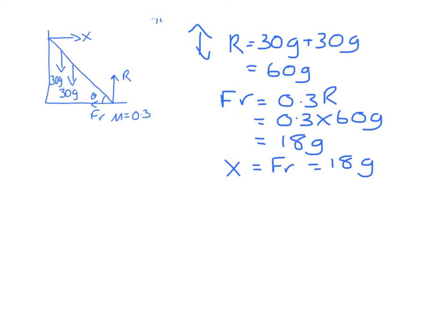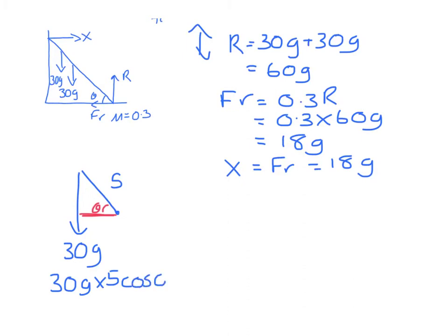We'll take moments about the base, and the first force I hit is the centre of gravity of the ladder. That's 30g, and I'm adding this angle on here at theta beside the angle adjacent, so it's cosine. We've gone halfway up the ladder, so that's 5, so that moment is going to be 30g times 5 cosine theta.